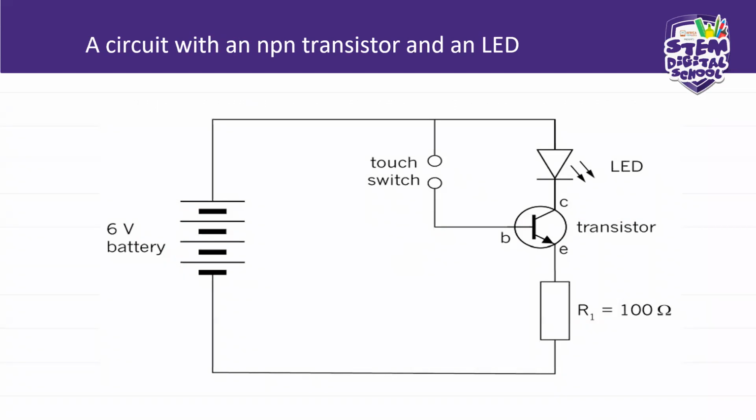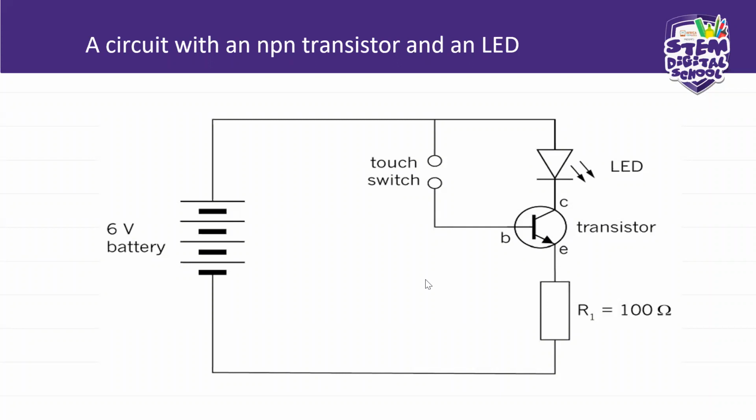Now, this is a touch circuit. Okay? Now, when you look at this circuit, it also has a transistor. The transistor will be connected to the LED on the collector part. And the emitter will be connected to this 100 ohm resistor. Okay?